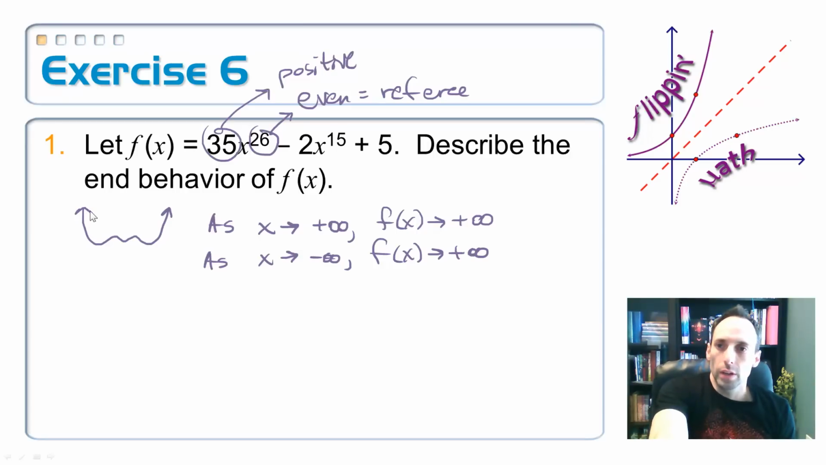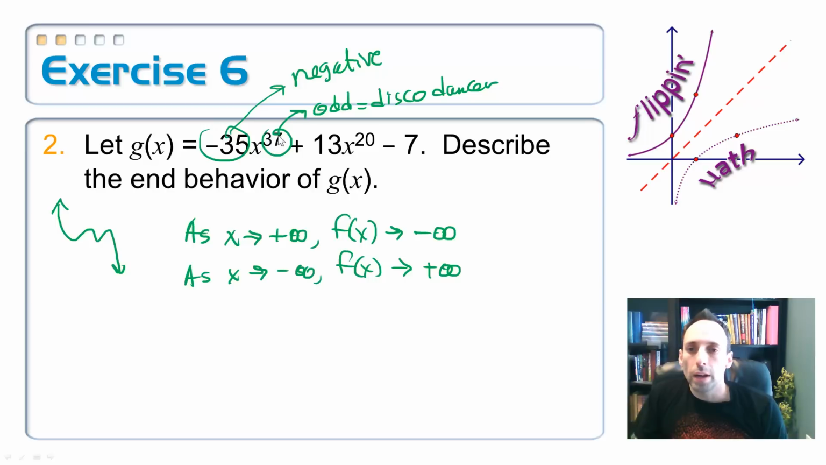Okay? And then on the second part, my degree is an odd number, 37. It doesn't matter what all the other stuff is. Just that 37, it's odd, it's a disco dancer, and it's negative, so it's going to have a line with a negative slope, starting up and going downhill. So I drew my little sketch. Again, I don't care about the little hump things. I just care about those two ends. As x goes to positive infinity, f of x is going to negative infinity. It's going down. As x is going to negative infinity towards the left, our graph is going up to positive infinity.